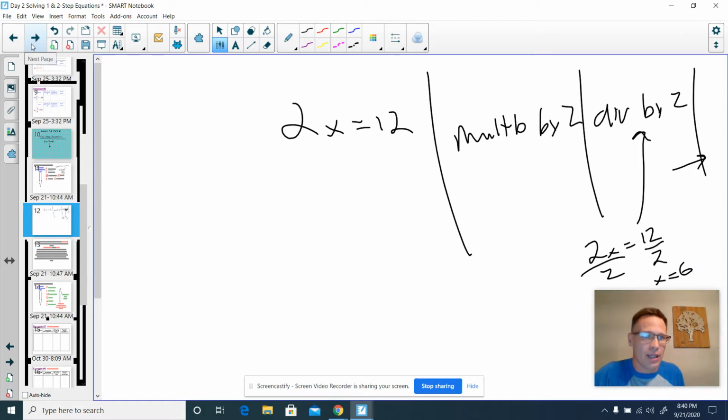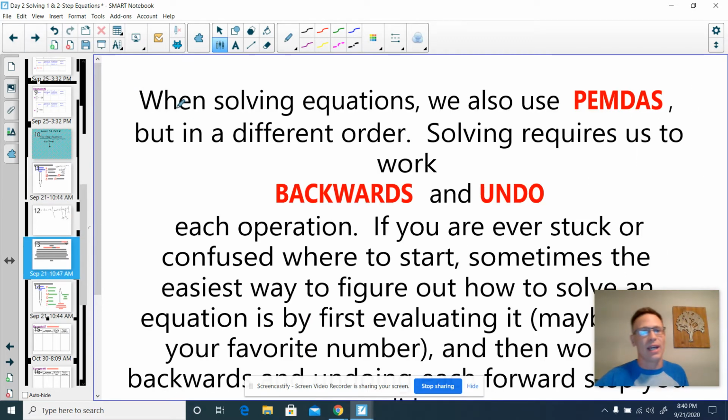Well, the problem is that idea of undoing only works when you have one step to undo. Because what if you have more than one step? Like, what if it said 3 plus 2x equals 12? Well, now we have to think about what's happening to x, but now there's more than one thing, right? There's multiplication and there's addition. So that's what we're going to work on today. How do I know how to do this when I have more than one step?